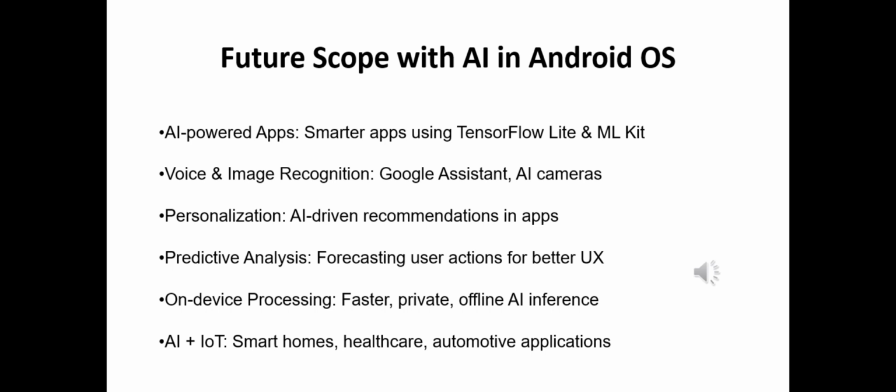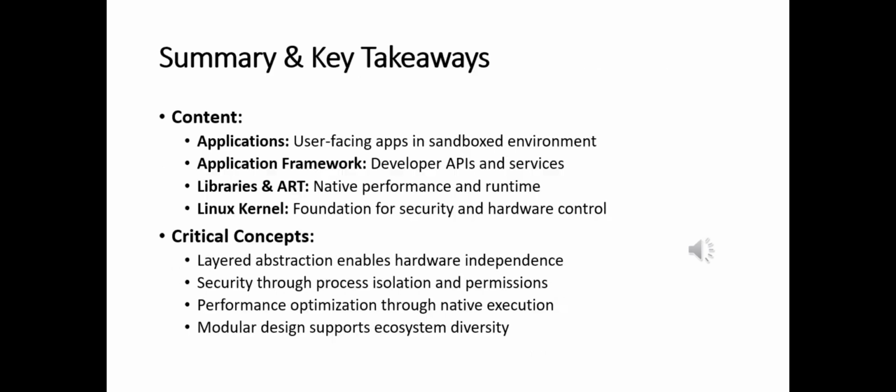Another future trend is AI-driven app development itself. AI tools are starting to generate code, automate testing, and even suggest UI designs. That means in the coming years, AI will not only run inside apps, but also help in building those apps faster and more efficiently. Now, we are going to summarize what we have seen today.